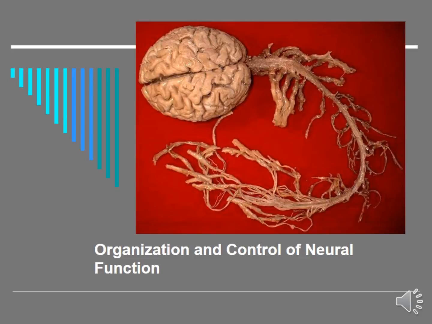Organization and control of neural function, or structure and function of the nervous system, really should be a review for you from anatomy and physiology. So we're going to run through this rather quickly, but I do want to make sure that you understand and refresh your memory about how the nervous system is organized and how it works to control the rest of the body.